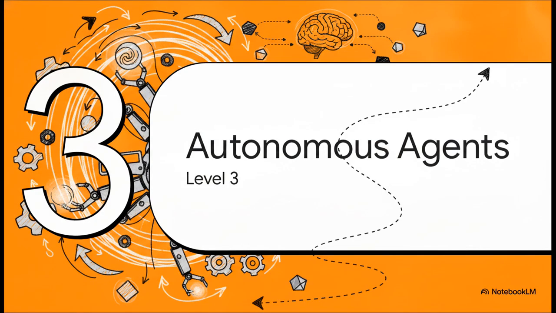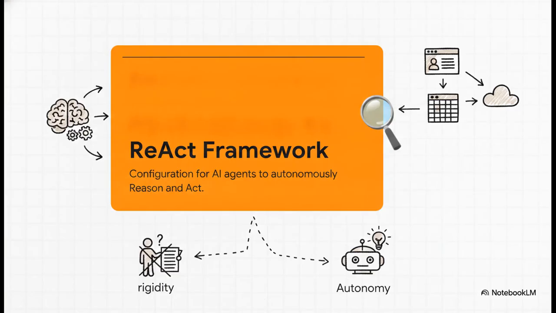Which brings us to the main event, Level 3, Autonomous Agents. Instead of a human rigidly dictating every step of the path, we introduce the ReACT framework. This is the most common configuration for AI agents, and it stands for the ability to autonomously reason and act. This right here is the core engine of true agency.